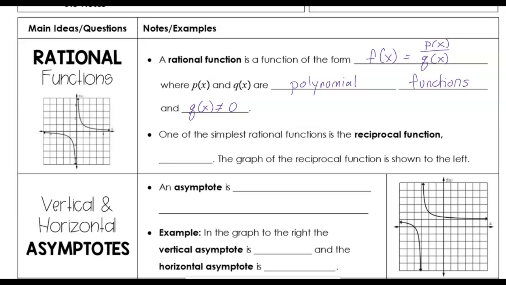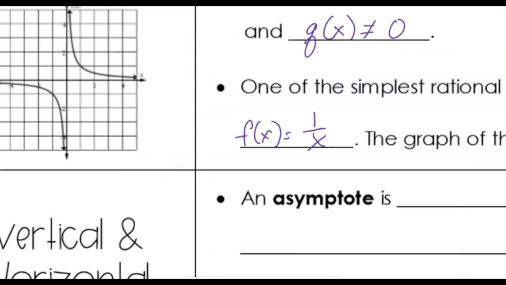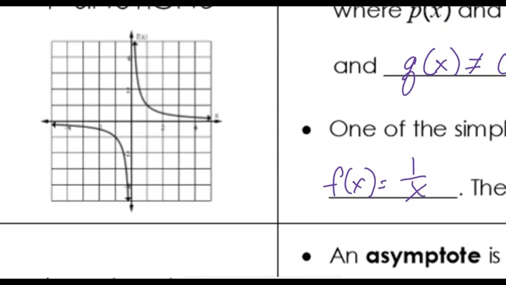One of the simplest rational functions is the reciprocal function f of x equals 1 over x. In algebra, we call this the parent function for our rational functions. We call this the parent function. And when we look over here to the left, this graph represents 1 over x.